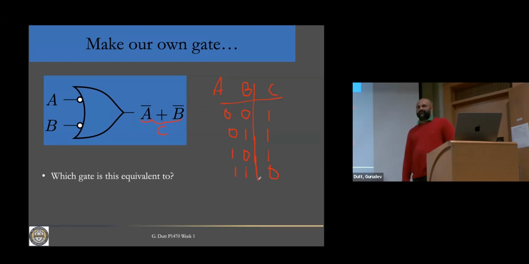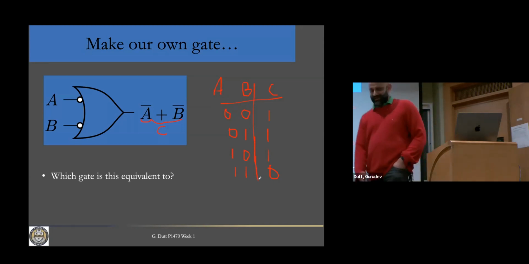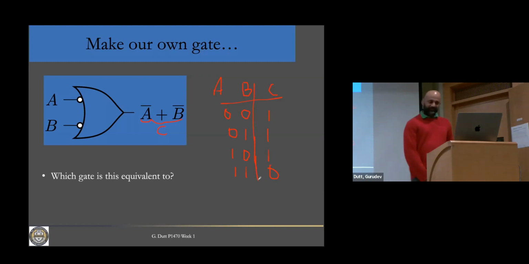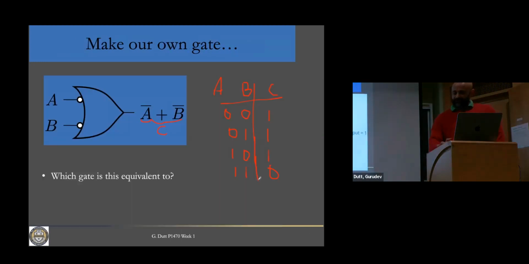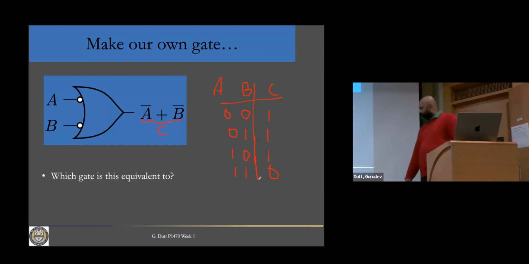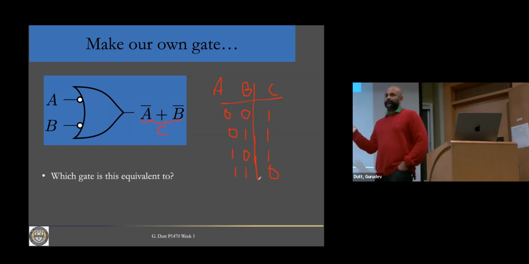So is this equivalent to any of the gates we've seen so far? Yes, you. NAND. Very good. Excellent. Thank you. Awesome. So, before I move on, of course there were 16 gates that I told you about, right? I said there were 16 possible gates that one can make from these, but I've only shown you like 4 or 5.